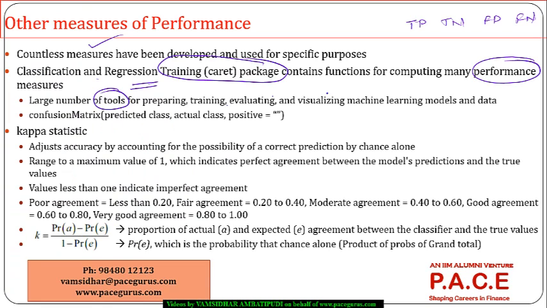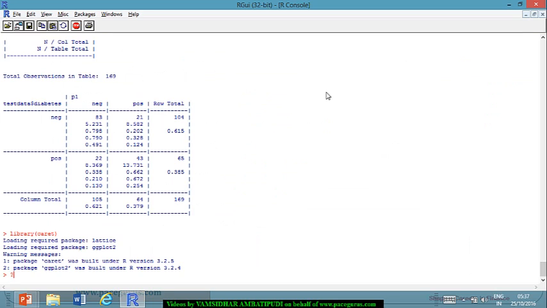Then I have to give the confusion matrix, which is something that I'm going to create. Let me just see what it requires. Confusion matrix.